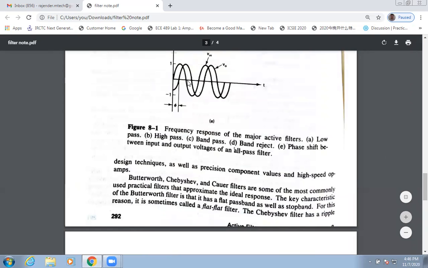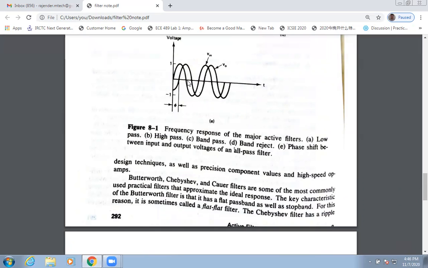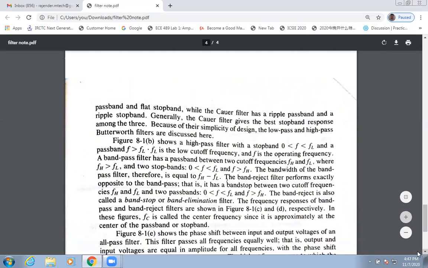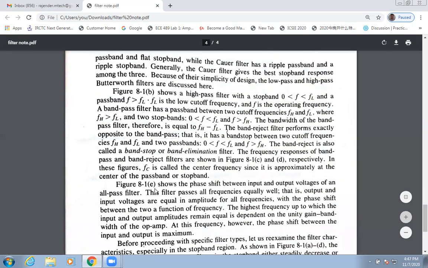This is the frequency response of the all pass filter, where the phase shift between input and output of an all pass filter changes by 90 degrees. Figure 8.1e shows the phase shift between input and output voltage of the all pass filter.